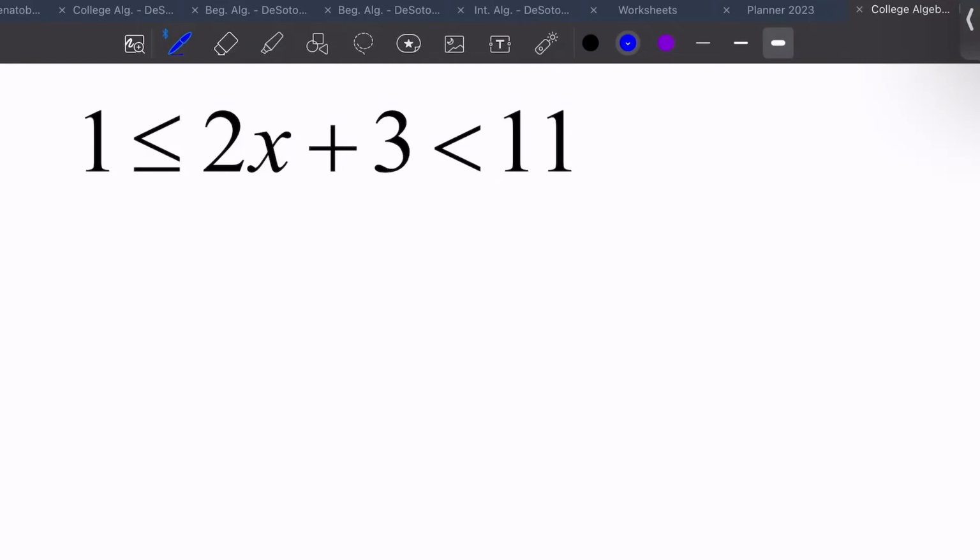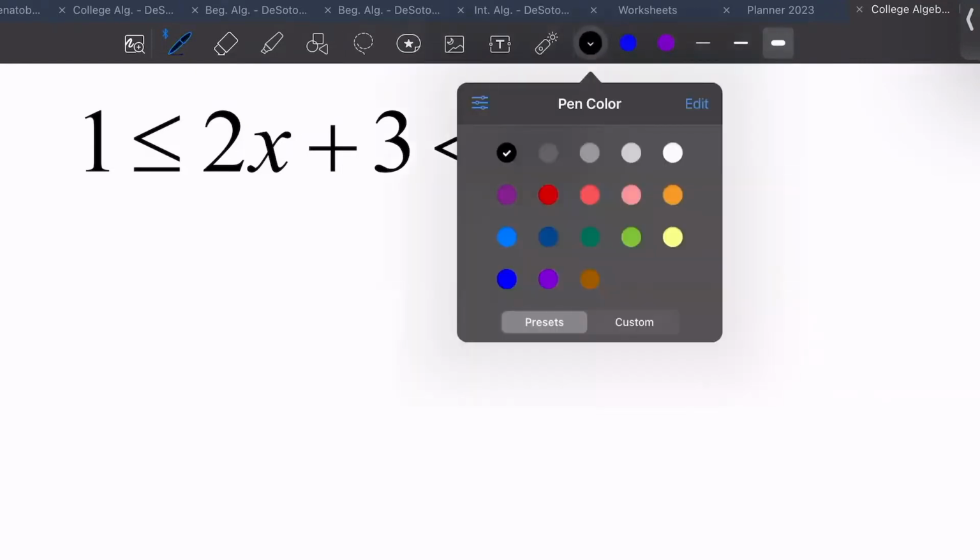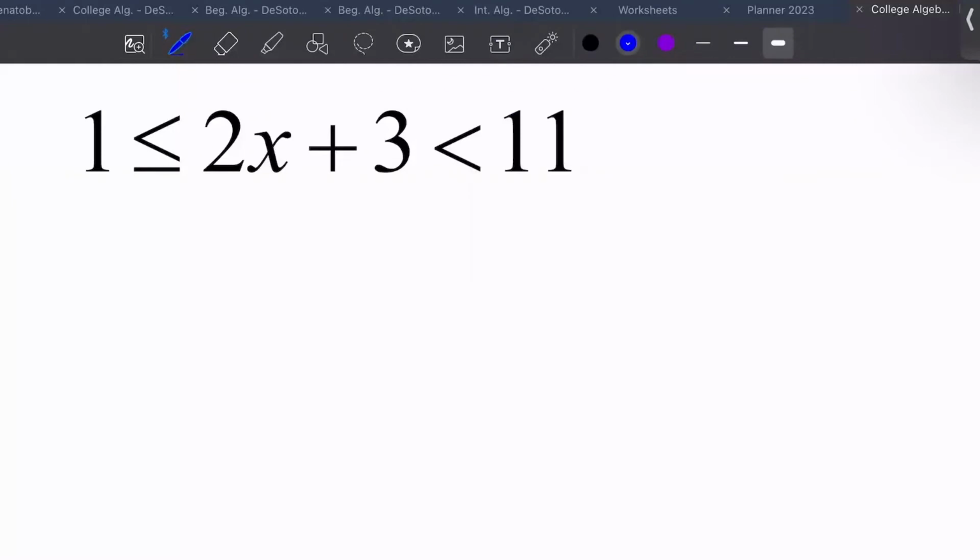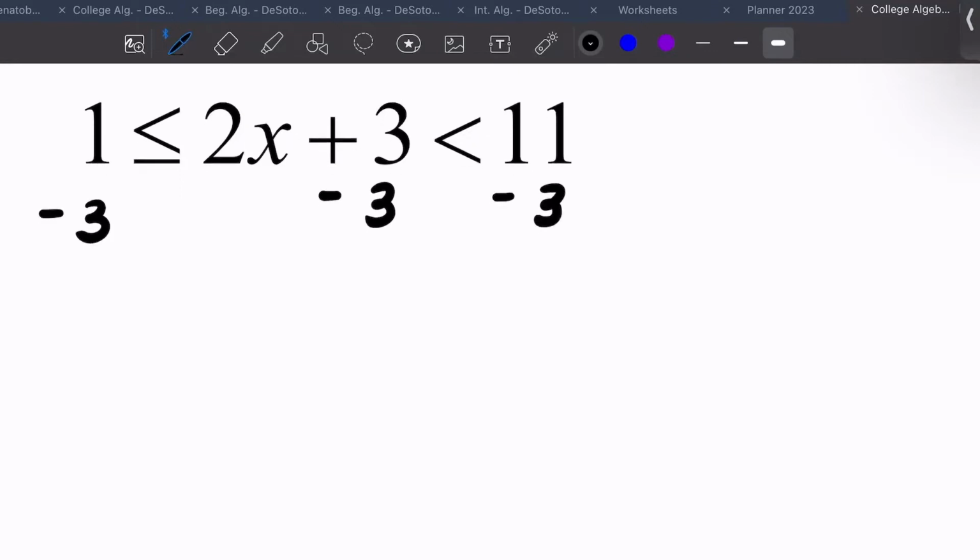And so I've said this a lot, but what you do to one side, you have to do to the other. That is true, okay? But what you do to the middle, you need to do to all three, okay? So I'm going to subtract 3 from the middle to create 0 to just have 2x, but I'm going to do it to all 3 sides, okay? And so I get negative 2 is less than or equal to 2x is less than 8.